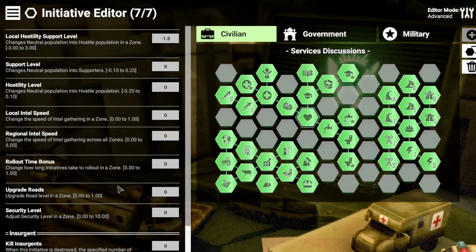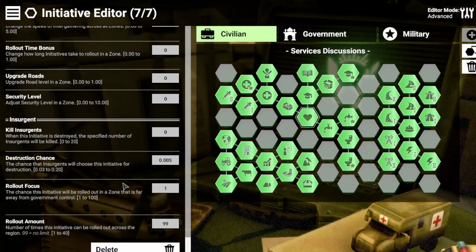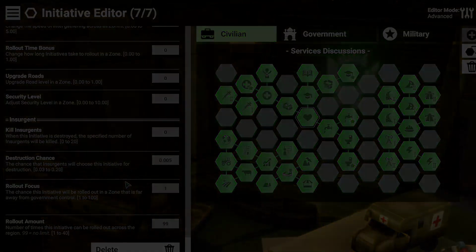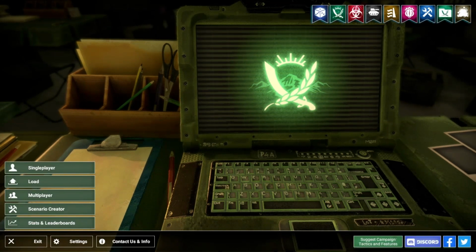Destruction. Chance. Modify how likely this initiative was to be destroyed by insurgents. Uses percentage system. Raw focus. Self-explanatory. Raw amount. Self-explanatory. This is all the options or most of the options for the Scenario Creator.